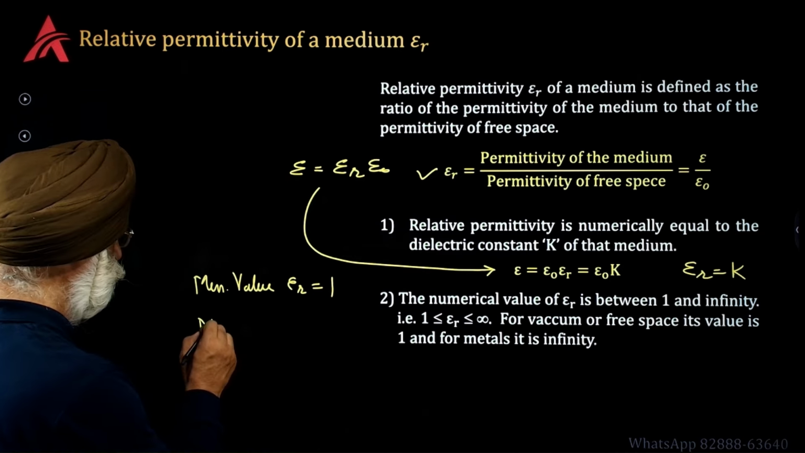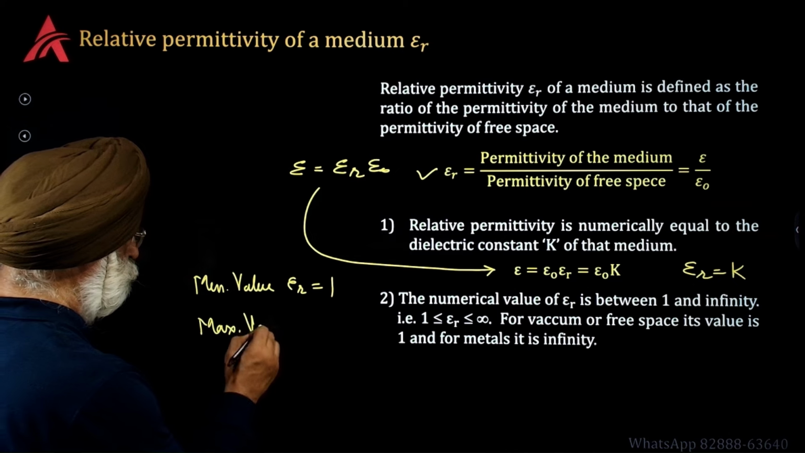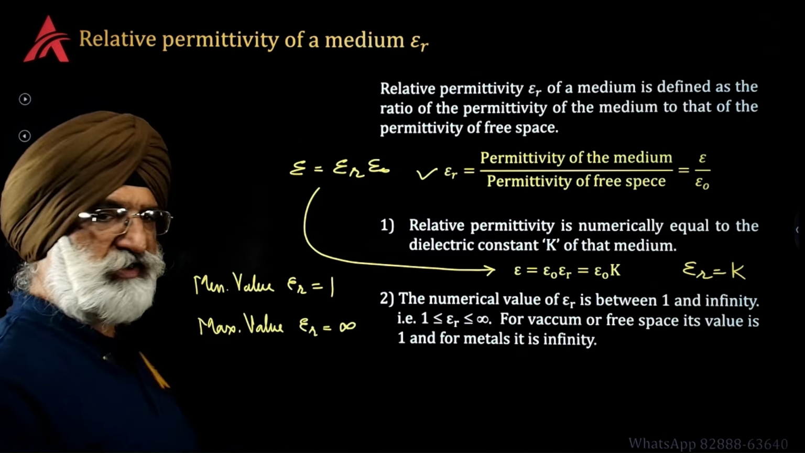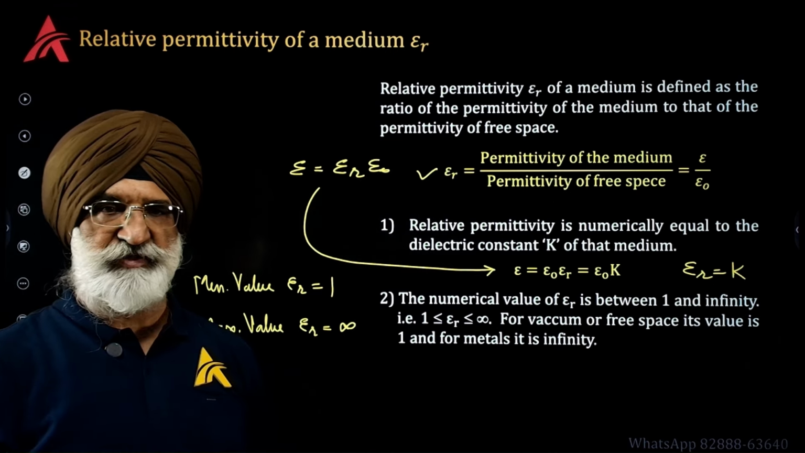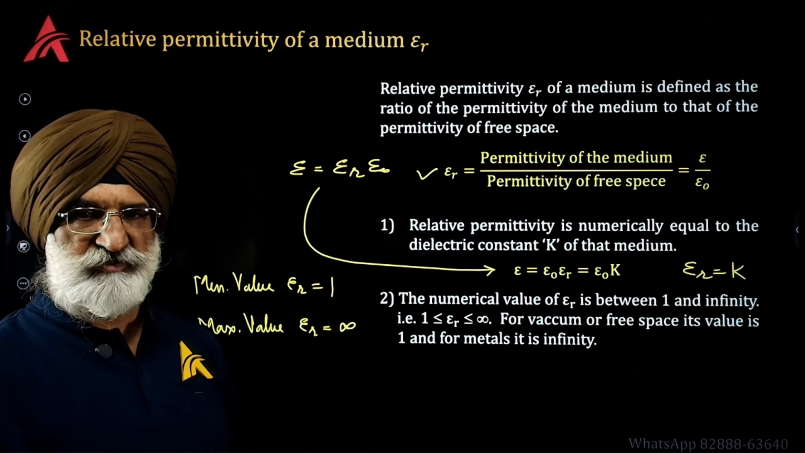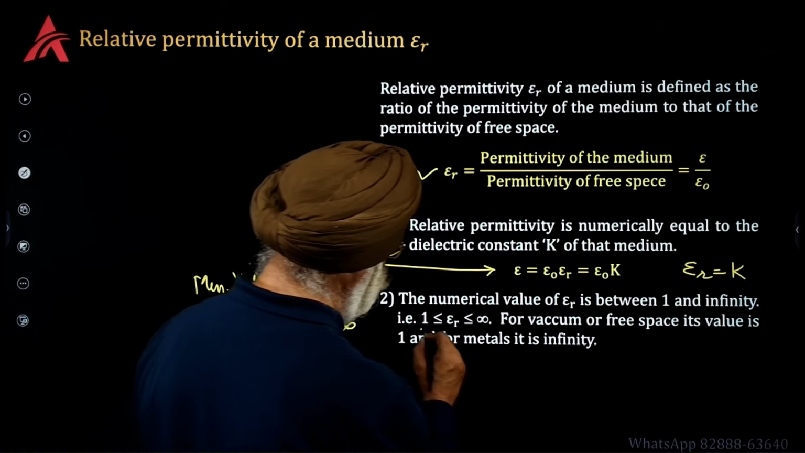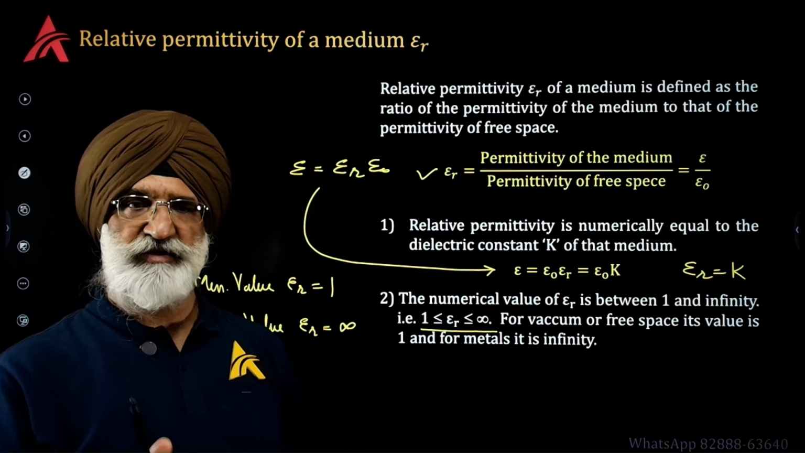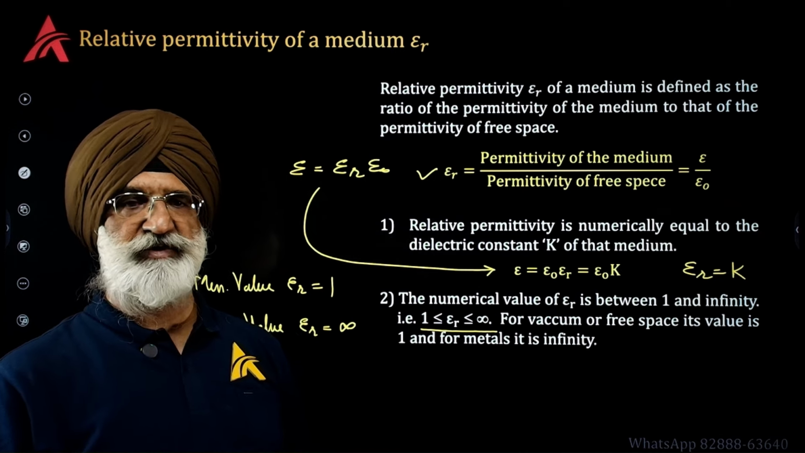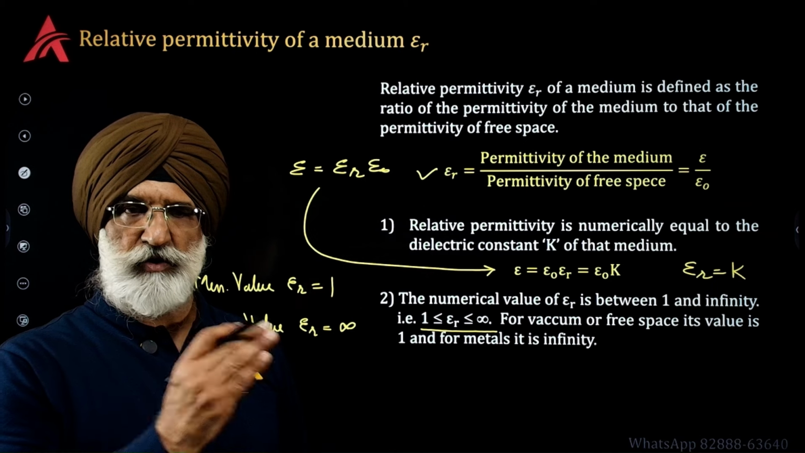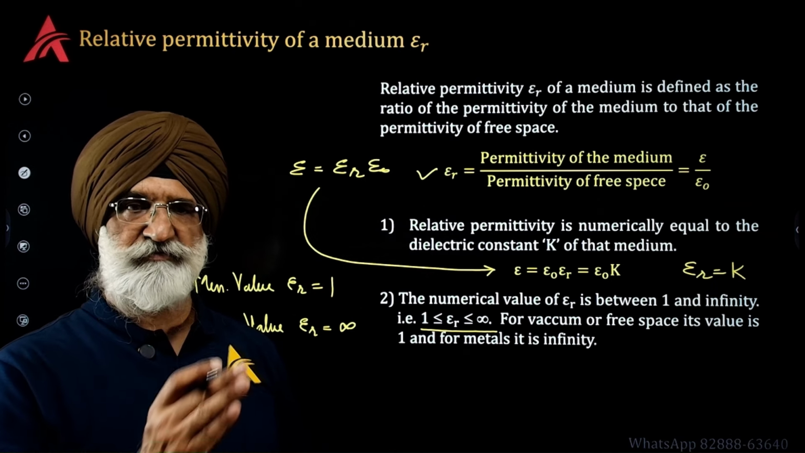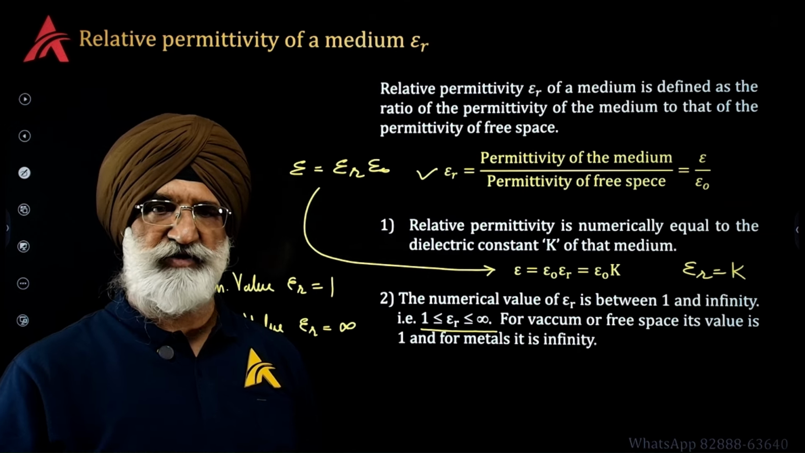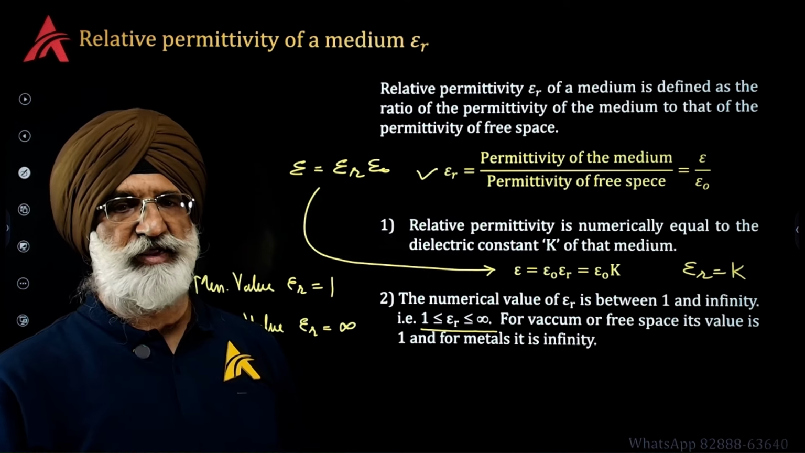The maximum value of relative permittivity is infinity. It is for conductors. That means the relative permittivity will have a value between 1 and infinity. 1 is the minimum value and infinity will be the maximum value. All other mediums apart from vacuum and conductors will have relative permittivity in between 1 and infinity.